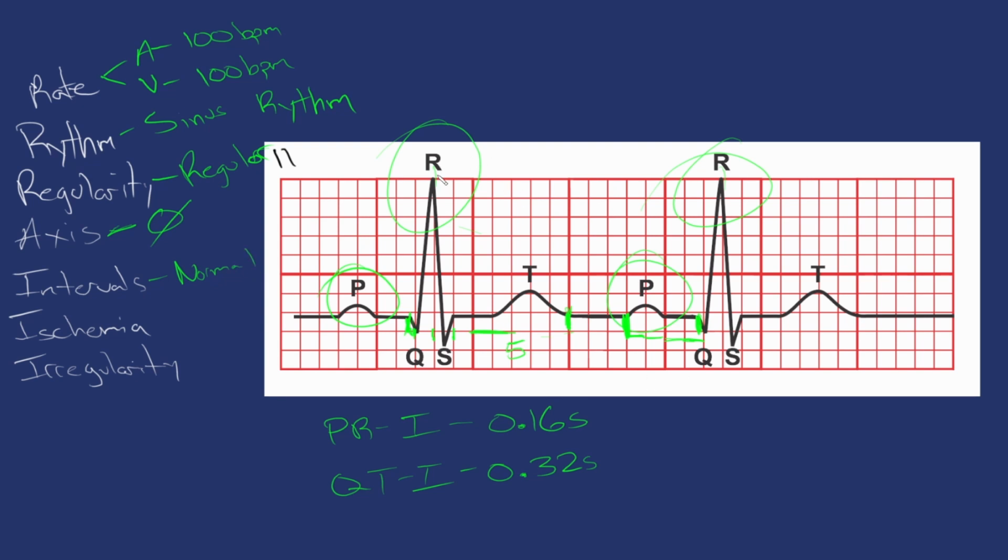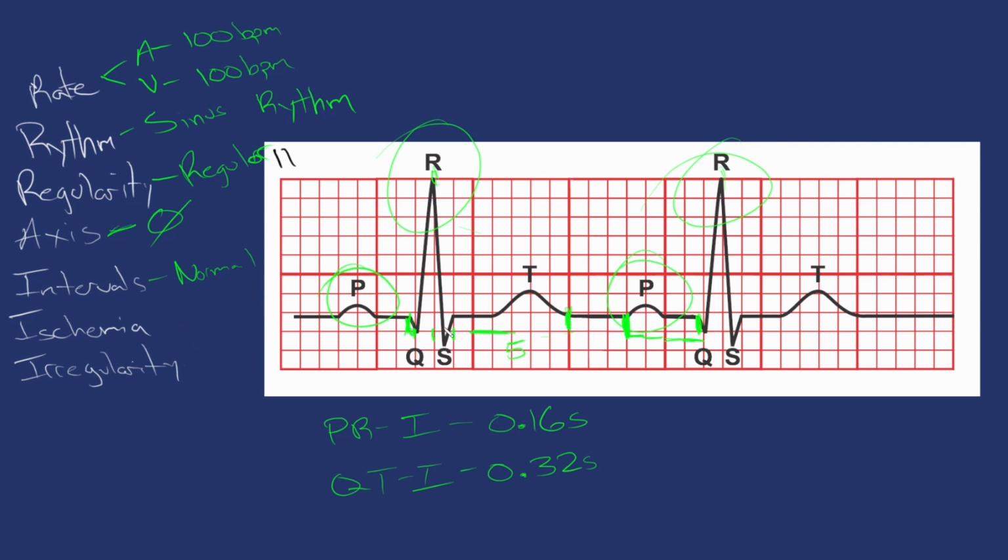If we need to, we can also do our other intervals. So our R to R interval, which we already did to get our V rate, and a P to P, which we did to get our A rate. Sometimes you need to do your ST segment and everything. We're not going to cover that in this case.